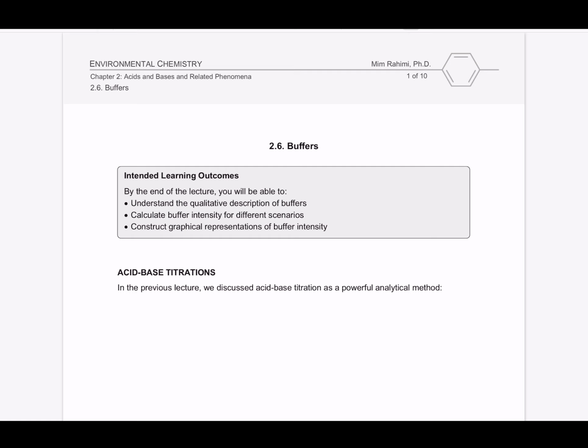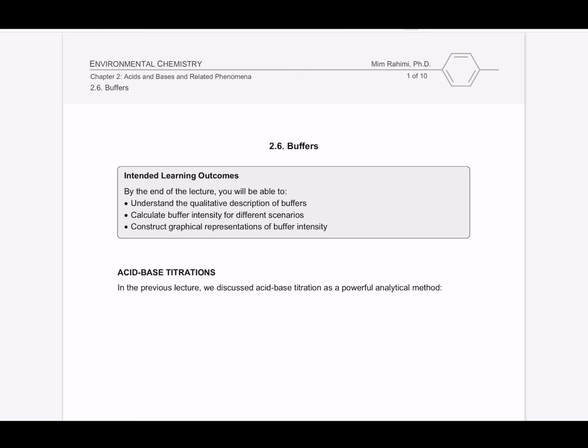So specifically for this lecture, we're going to understand the qualitative description of buffers, then calculate buffer intensity. So that's something very useful. And also construct a graphical representation of the buffer intensity. So this lecture is very similar to the previous lecture. We're going to use much of the content that we described in the previous lecture, and now we're approaching that from a different angle.